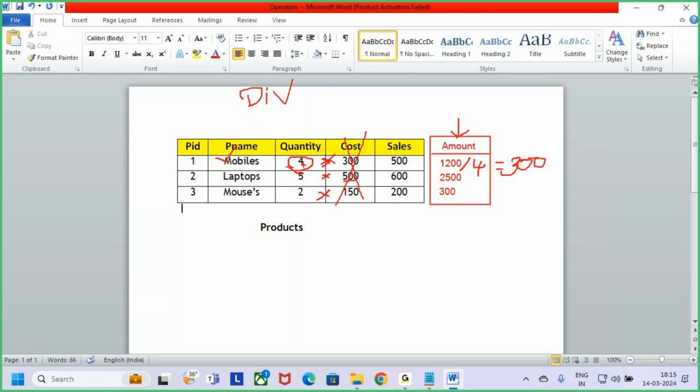Total, what is the quantity? 4. What's the amount? 1200. Now I want to find out what's the cost of each mobile. To find the cost of each mobile, I'm going to divide total amount with quantity. So when I divide this, I'm going to get what? Unit price. One mobile phone, what is the price? 300. In the same way, you can do it for the laptops, and also for the mouses. So this is how to use the multiplication operator and then division operator, guys.